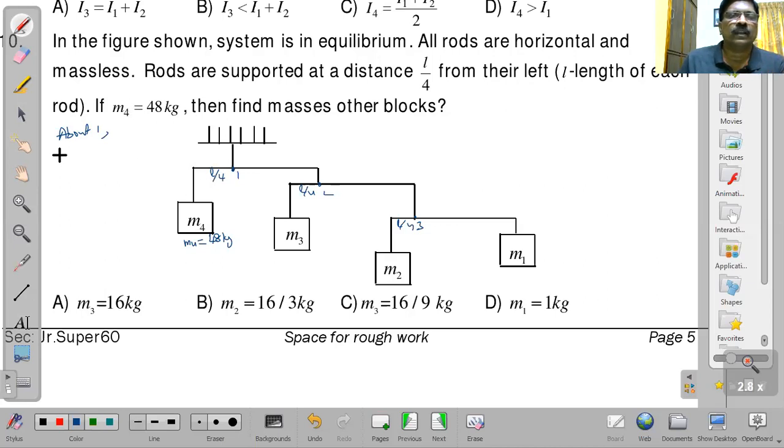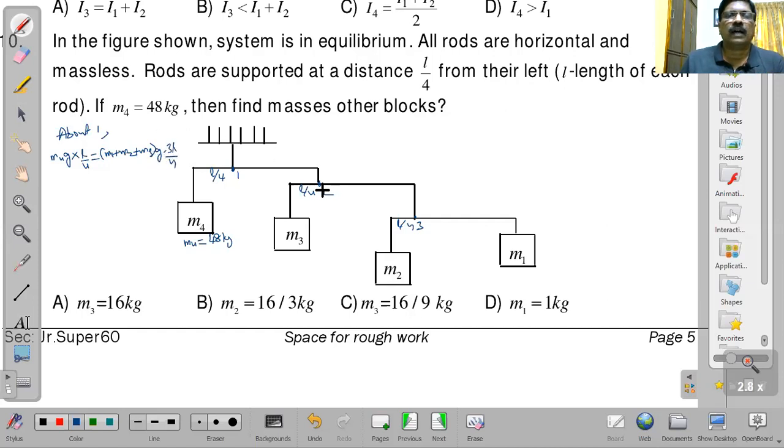Net torque means about 1, weight of this mass, M4g, is a clockwise torque. That means weight into perpendicular distance from the point O, L by 4, is equal to the torque due to the weight in this direction. Here, as the system is under equilibrium, total weight can be imagined here, no? That means M1 plus M2 plus M3 into g acts here, into perpendicular distance 3L by 4.